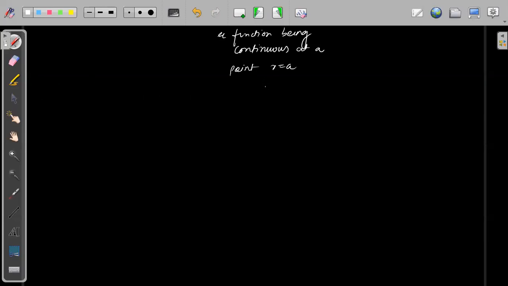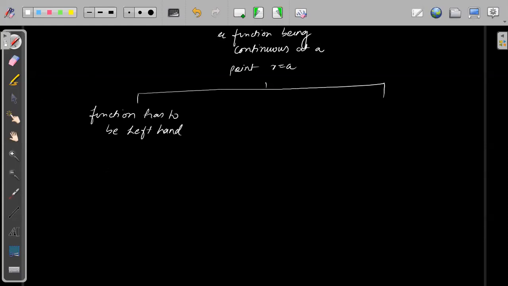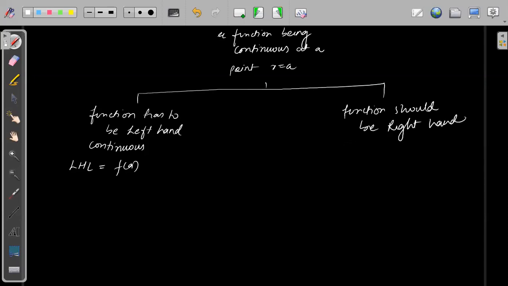this will give me two different possibilities. The function has to be left hand continuous, that means the left hand limit should be equal to f of a, and the function should be right hand continuous, that means the right hand limit should be equal to f of a.